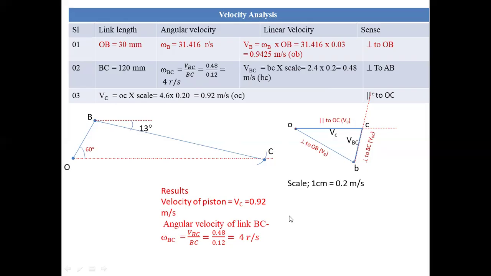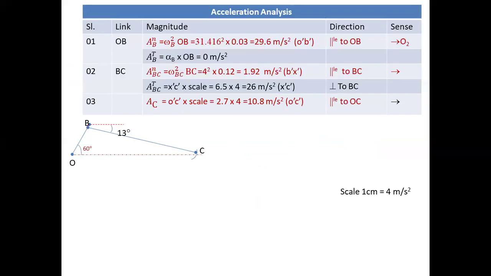Then next part, we have to draw the acceleration diagram. Now again, we have discussed that we have normal acceleration and tangential acceleration. So normal acceleration is always parallel to the link, towards the origin. Tangential acceleration is perpendicular to the link. Now to plot that part, again we have to take the link, then we can calculate the normal acceleration value, then we can define the direction.